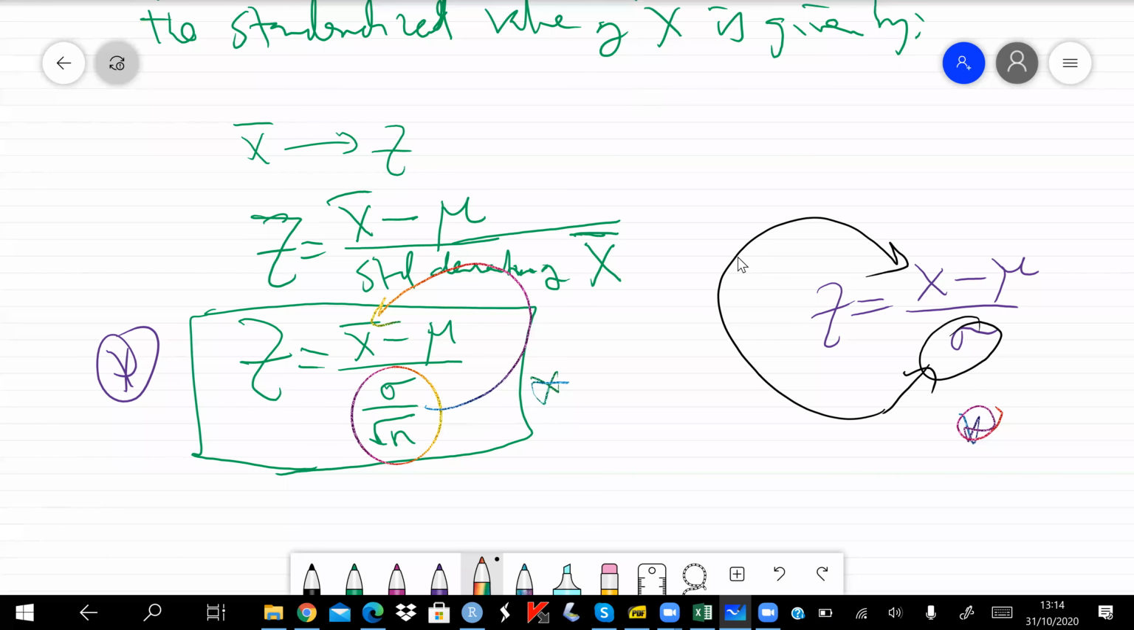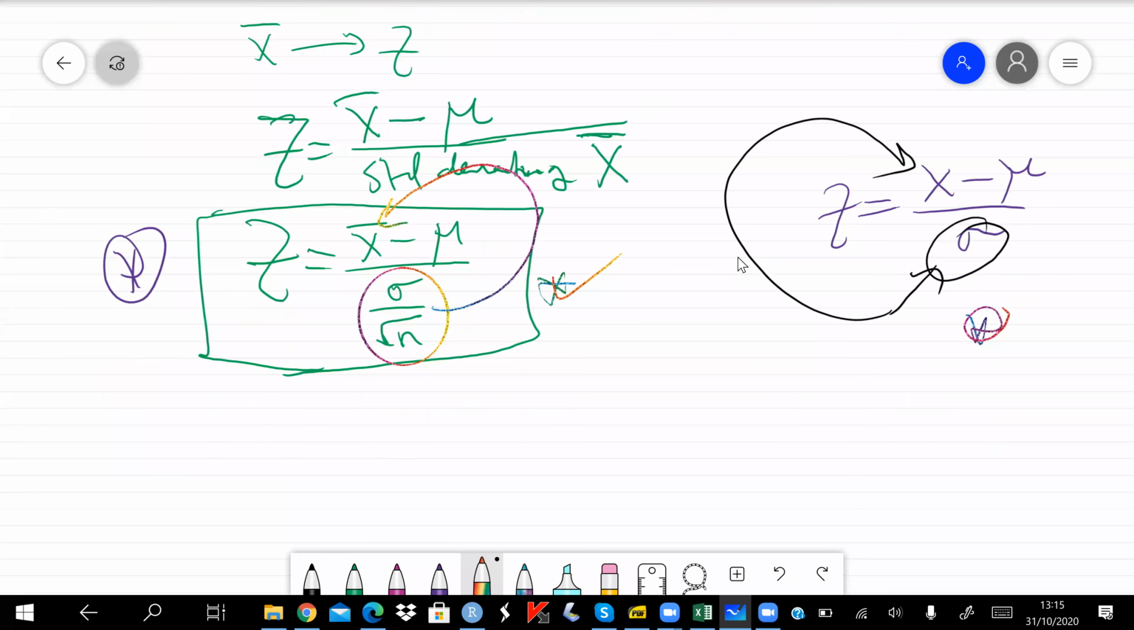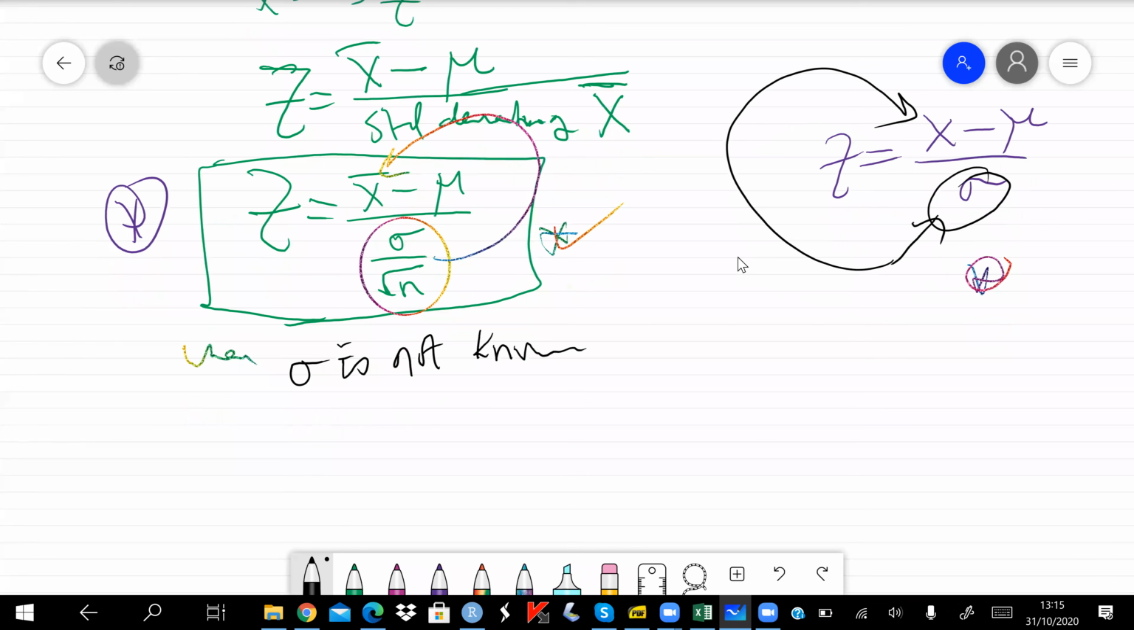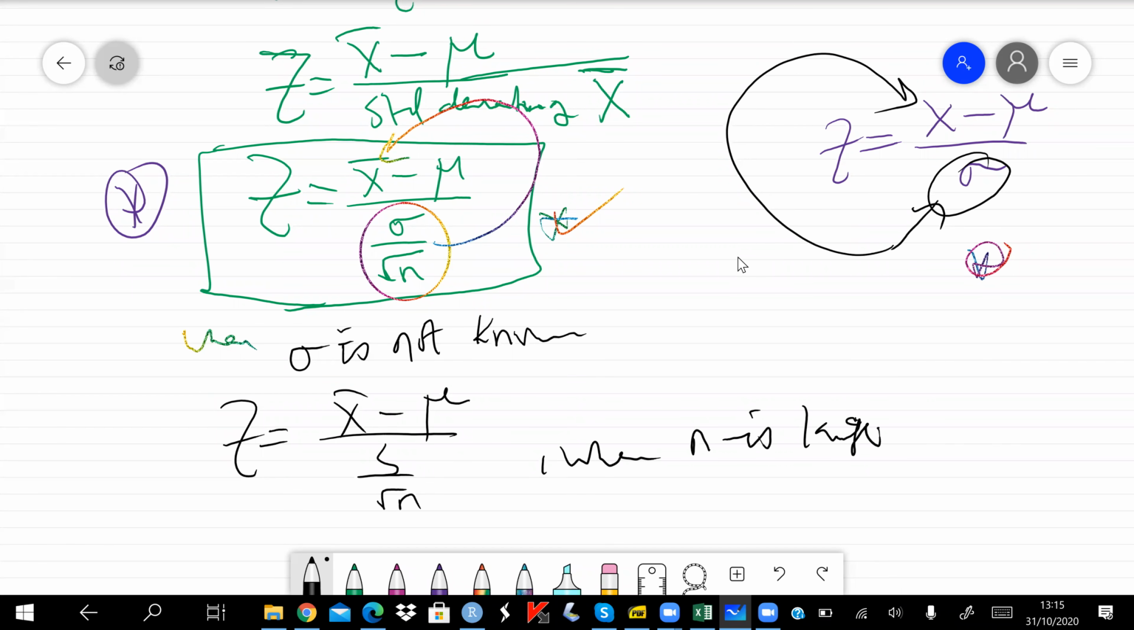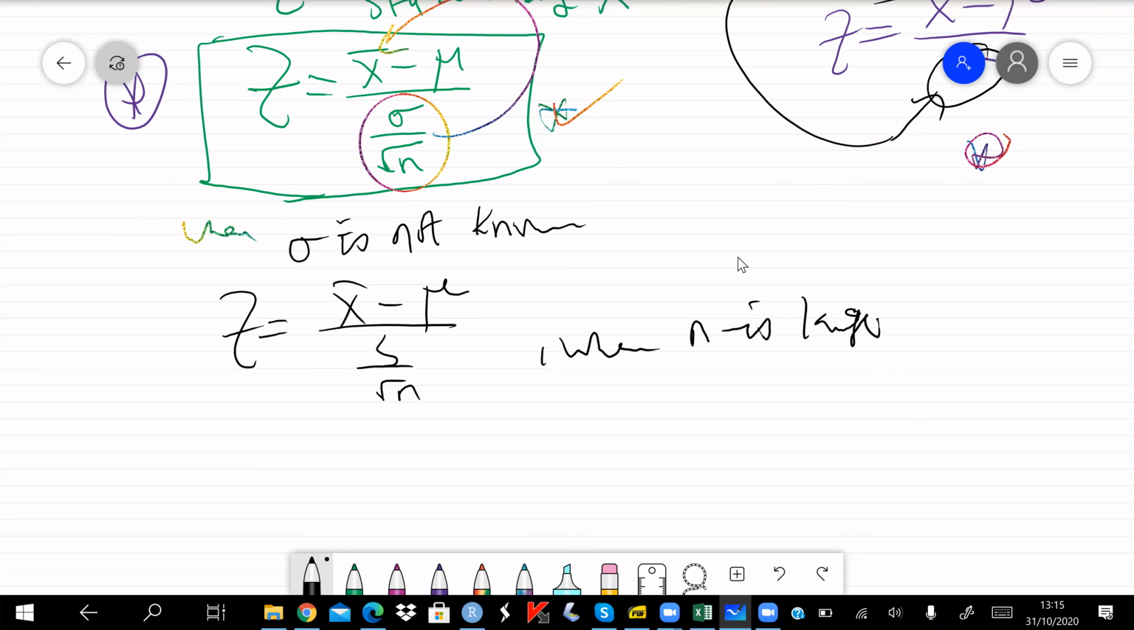But there are cases when sigma is not known. When sigma is not known, you use z equal to x bar minus mu over s over root n when n is large. But sometimes you use the t statistic. We'll be talking about that later.